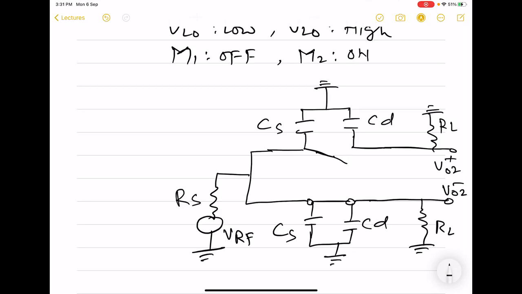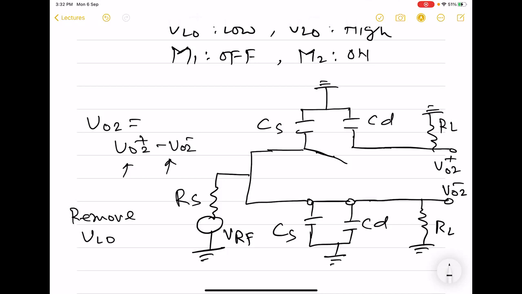Okay. So this is the circuit for which we have to find the output for the second half, and this output is going to be VO2 plus minus VO2 minus. So we have to find each of these two outputs for this case. And we have removed VLO plus and VLO minus for finding these two outputs.